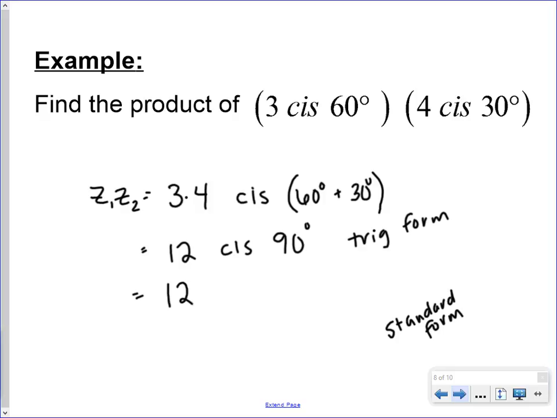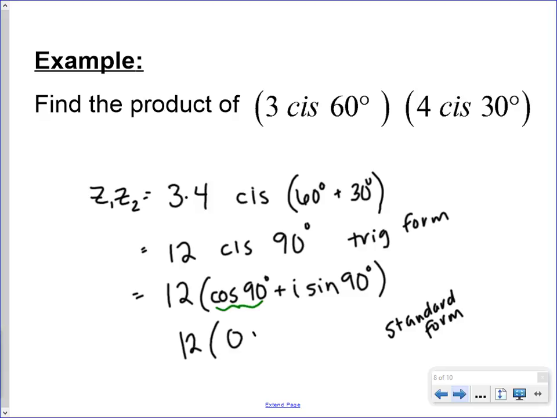Like, what does KISS 90 mean? 12 times the cosine of 90 plus i times the sine of 90. And then evaluate those two trig functions. What's the cosine of 90? 0. And what's the sine of 90? 1. So that's really just 12 times 1i, or 12i.